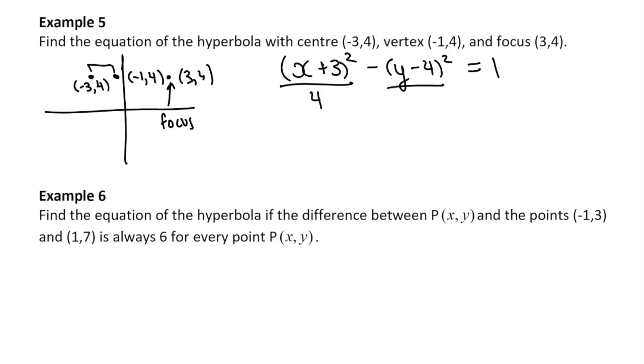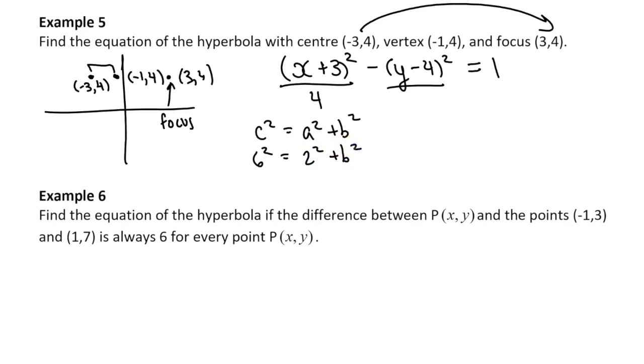And now we're actually almost done. We just need to find out what would go underneath the y values. Using the formula that we have, where c squared equals a squared plus b squared, we know that for the focus, moving from the center all the way to the focus was moving 6 units to the right. So 6 squared would give us 36. Our a squared value was 2 squared, and we want to find out what our b squared value is going to be. So we get 36 equals 4 plus b squared.